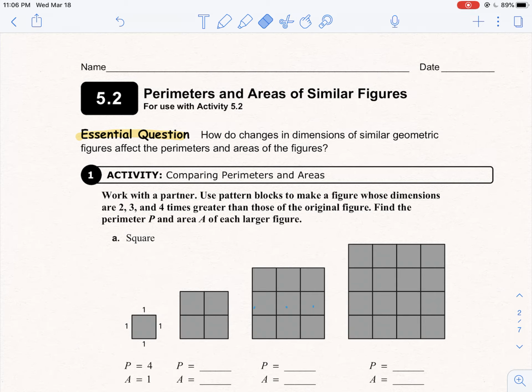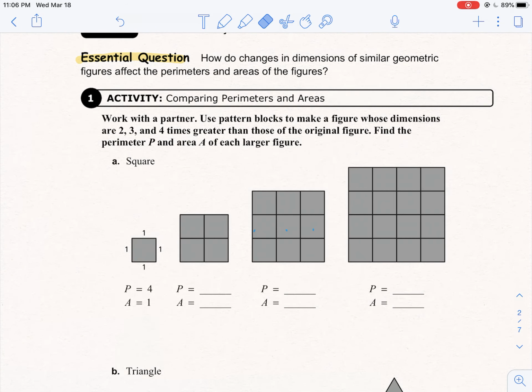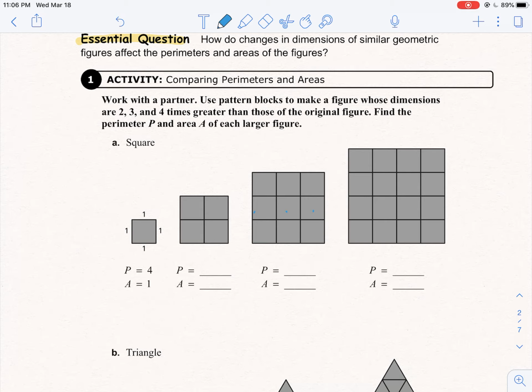Right, essential question: how do changes in dimensions of similar geometric figures affect the perimeters and areas of the figures? So we're going to find patterns using these activities and see if we can organize it and summarize it in the notebook afterwards. Okay, so I'm your partner.